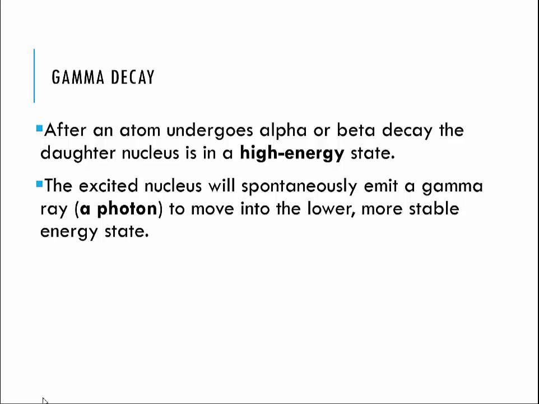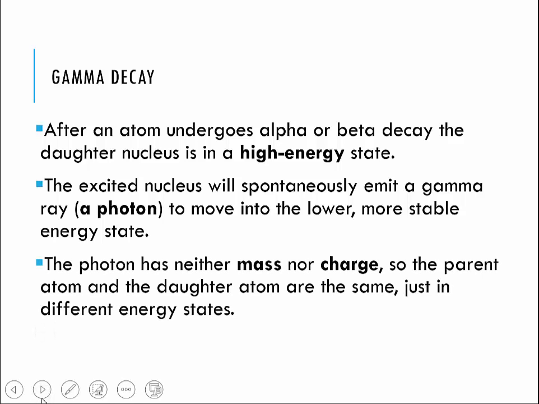When it does this, it moves into a lower, more stable energy state. So the whole point of gamma radiation is to become more stable. The weird thing about this is a photon doesn't have mass or charge. So because our mass number is not going to change and our charge isn't going to change, meaning the number of protons doesn't change, the parent atom and the daughter atom are exactly the same, just one's excited and one's not.